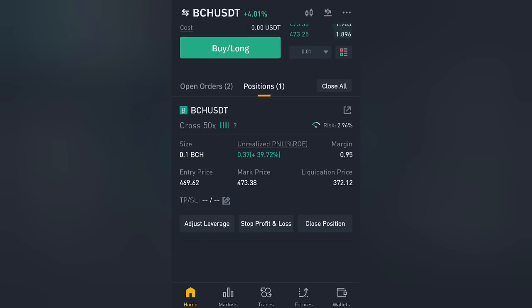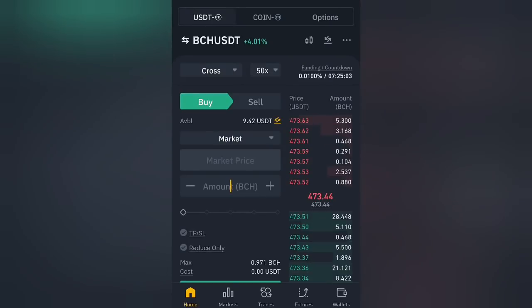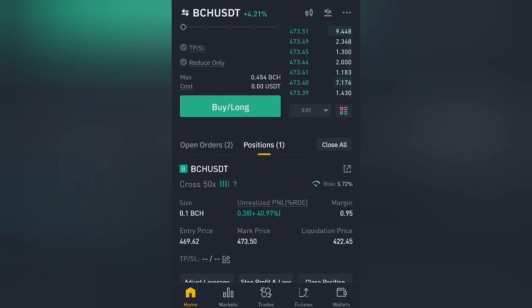I am going to show you exactly how this works. Pay attention to the liquidation price. Right here, the liquidation price is 3.72 and my available balance is 9.42. Let's say I want to reduce my available balance. As you can see, I've taken away 5 USDT from my available balance. Now if you scroll down to your liquidation price, you will notice that it has gone up. Before it was 372, now it is at 422. You understand? Now this is how margin works. I took away some amount, and when I took away some amount, my margin got reduced.